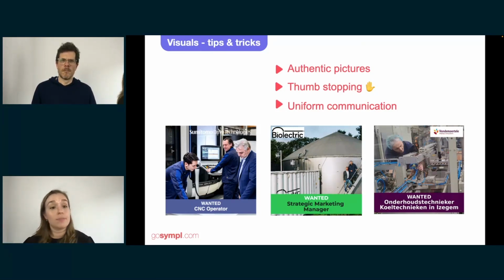They need to be thumb-stopping. People, like Mark already said, are scrolling 160 meters a day, which is really, really a lot. And you need to pop out with your advertisement, and it needs to be immediately clear who you are looking for.